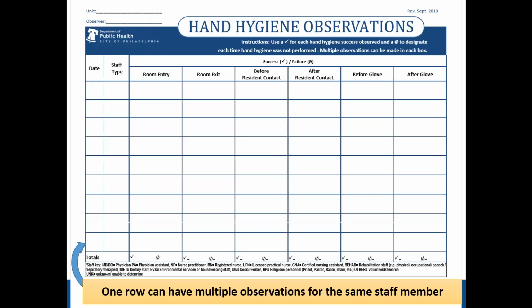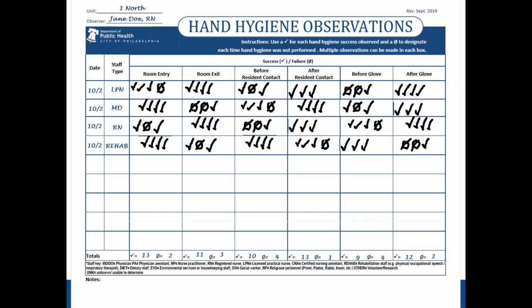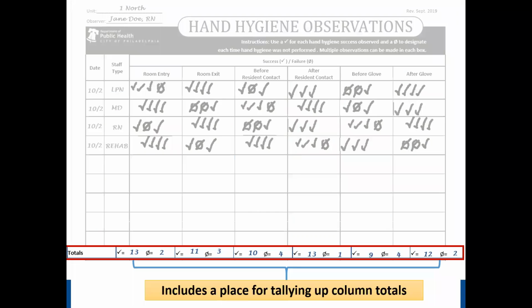Now, as Susie mentioned, we also developed a second type of hand hygiene observation tool, and this allows you to fill out multiple observations for the same staff member. So you could put the date, the staff type, and then use tally marks or check marks to denote successful hand hygiene opportunities and 0 with a slash through it for unsuccessful opportunities. So you can just mark for the same staff type, you could get multiple observations instead of using one row for each. And then at the bottom, it includes a place for tallying up the column totals so that you know exactly how many, by each opportunity type, how many times hand hygiene was performed or was not performed.